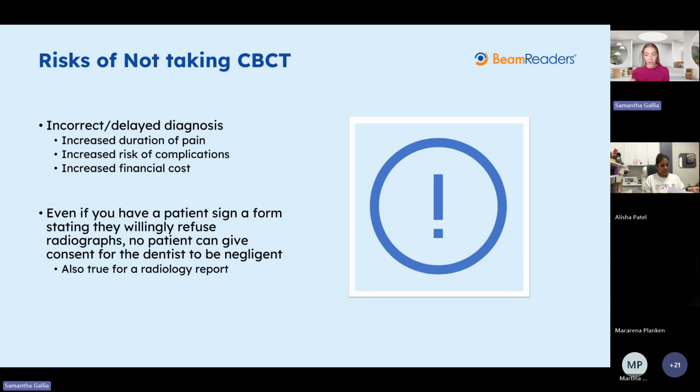As the doctor, it is up to you what radiographs need to be taken in a specific patient's case to yield all the diagnostic information that you need to make your treatment plan. And if they don't want to move forward with that, it does not get you out of the liability. This is also true for a radiology report. There needs to be a radiology report written, whether it's in your notes or a separate document, for each CBCT that's taken, just like 2D radiographs.